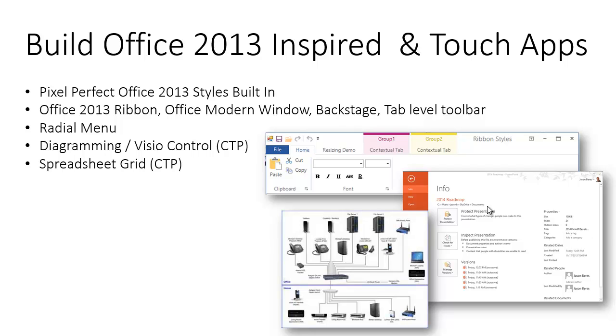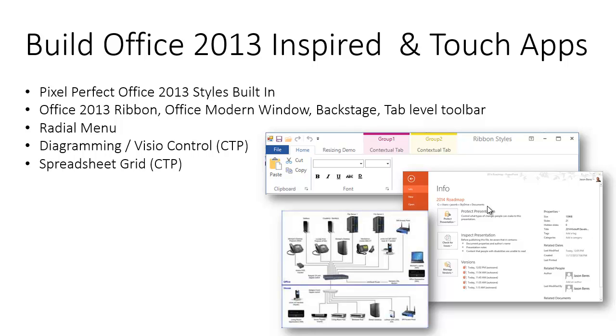The third bullet I have here is the radial menu. So we shipped this in a CTP in the previous release, and now it's an RTM. So you have that nice OneNote MX-like radial menu experience, which is perfect for touch screens. And it allows you to really deliver a modern UI in WPF on a touch device.